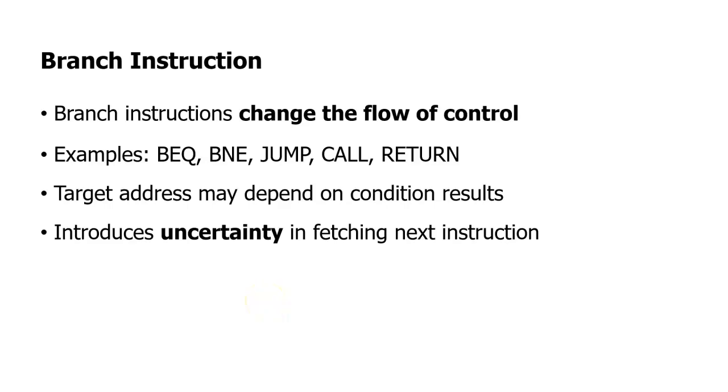A branch instruction is said to change the normal flow of control in a program. For example, the instructions such as branch equals, branch not equals, jump, call, and return are said to alter the sequence of execution. Sometimes the target address of the branch depends on the condition. For example, conditions like when two registers are equal or not. Because of this, the processor cannot immediately know where to fetch the next instruction from. So this introduces an uncertainty in the instruction fetching, and also it affects the smooth pipelining operation.